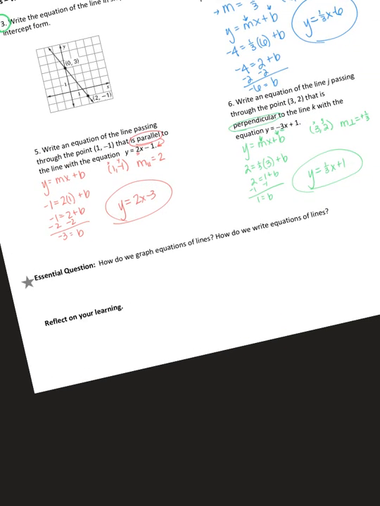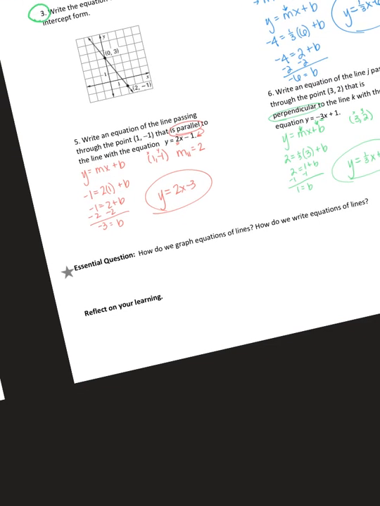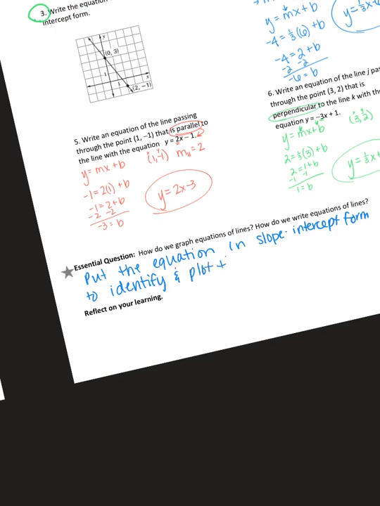So how do we graph equations of lines? To graph equations of lines, you either put the equation in slope-intercept form. So put the equation of the line in slope-intercept form. And if you do that, you're going to identify and plot the y-intercept, which is b. Then use m to plot the next point.